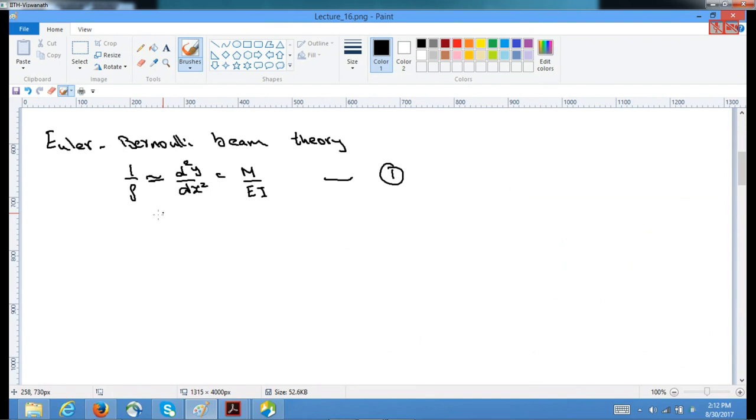I will not derive it now. I will just also show that dM/dx equals V(x), and dV/dx equals minus w(x) for a given beam width.